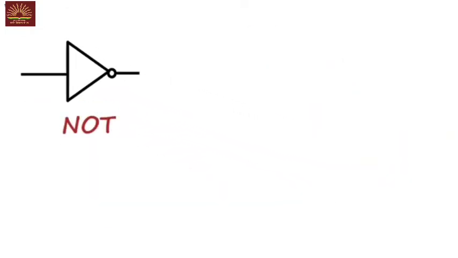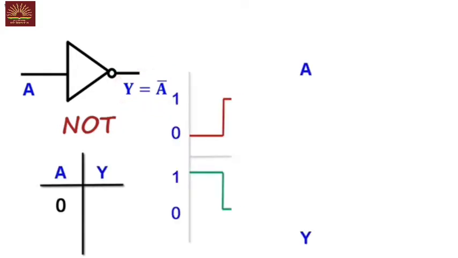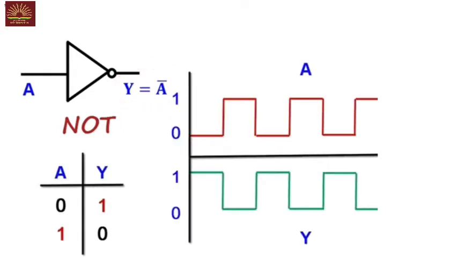This gate can only have one input. Let us consider the input as A. As the name suggests, the output is always not the input, that is, the complement of the input. A complement is denoted by a bar over the variable. The Boolean expression for input A is A bar. When the input is 0, the output is 1 and vice versa.